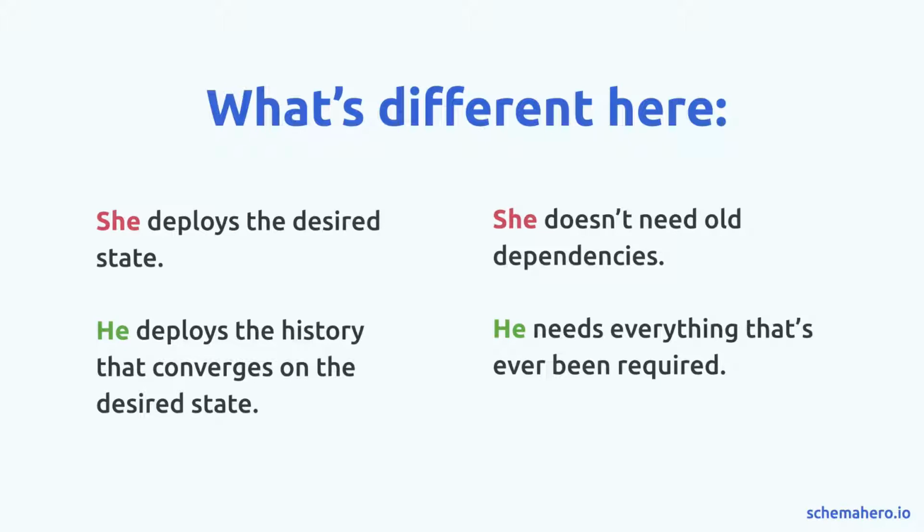And another difference because of this is that our Django developer doesn't need all of the old dependencies that we ever needed. And our Java developer needs everything that's ever been required. So if a migration required a certain encoding or a module or expected a specific version of the database engine, it's going to be needed in order to successfully complete unless we go back and rewrite that migration later.